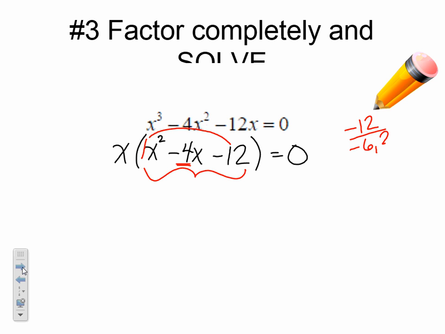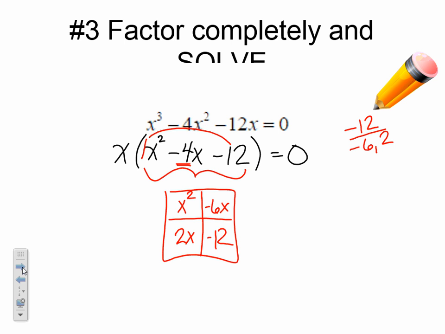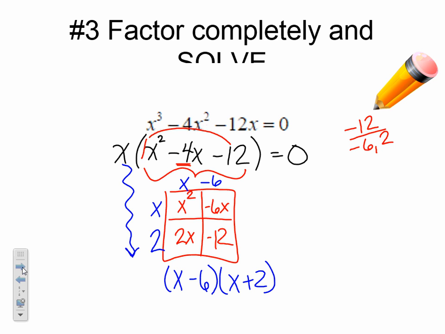Negative 6, positive 2. So I'm going to go ahead and place this in the 4 squares: negative 6x, positive 2x, minus 12, and I'm going to factor it. I'm going to take out an x this way, 2 this way, x this way, negative 6 up and down there. So what I have for my factors here are x minus 6, x plus 2, and don't forget that we started this factoring process with an x that we took out. And we still have that handy dandy little equals 0 after it.